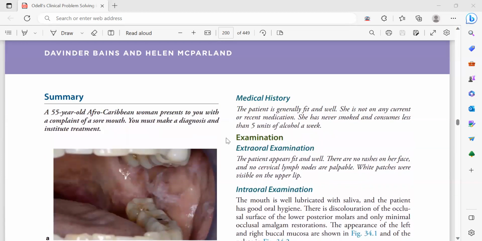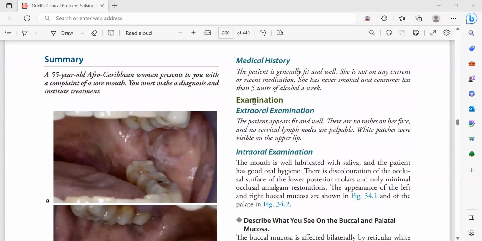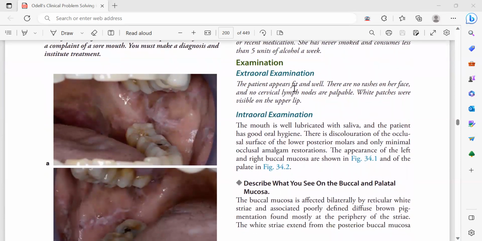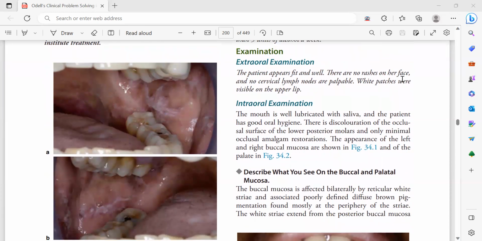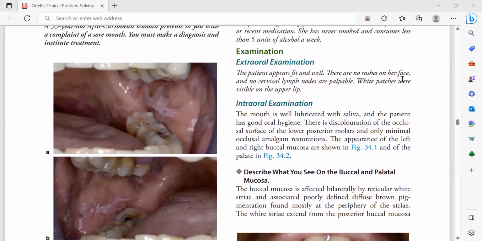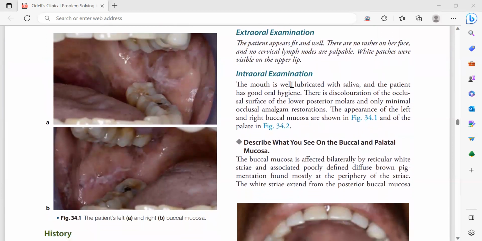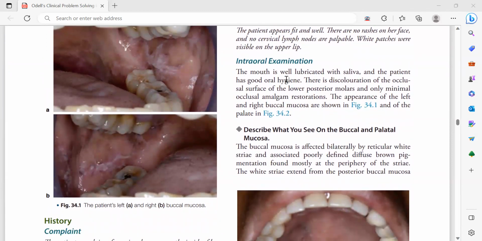You have taken the history, so now you need to start your examination. First you will start with the extraoral examination. You will check fitness and appearance, which is well. There are no rashes on her face, because we know that lichen planus is a systemic disease that can affect your skin, nails and hair as well. So we can check those things. There are no rashes on her face, no cervical lymph nodes are palpable, and the white patches were visible on the upper lip.